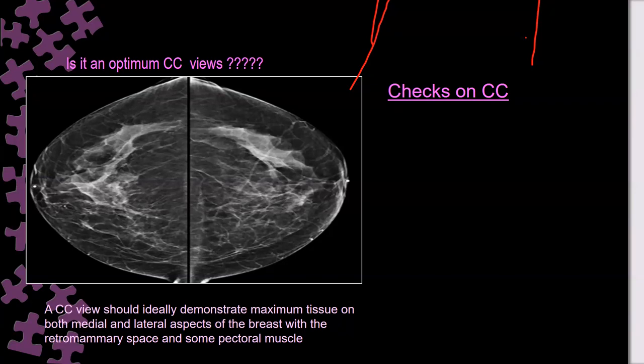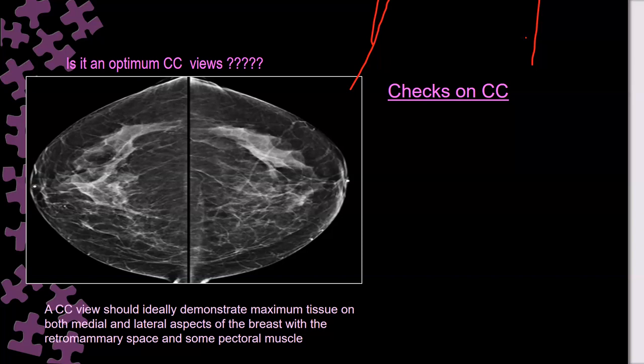If we measure the posterior nipple line in the MLO and we measure it in the CC, and if the difference is within 1 centimeter, it is acceptable. Excellent, well done. This is one criteria. Also posterior nipple line measurement and the relation between CC and MLO, this is one criteria.